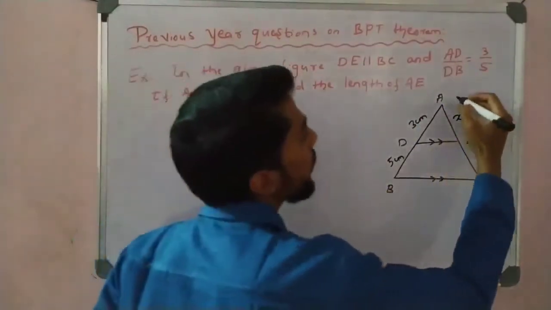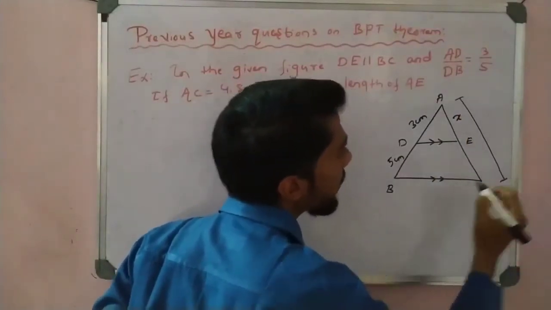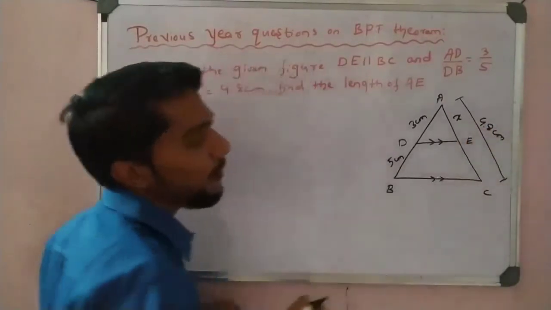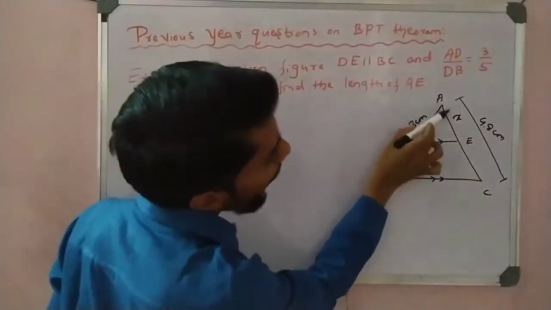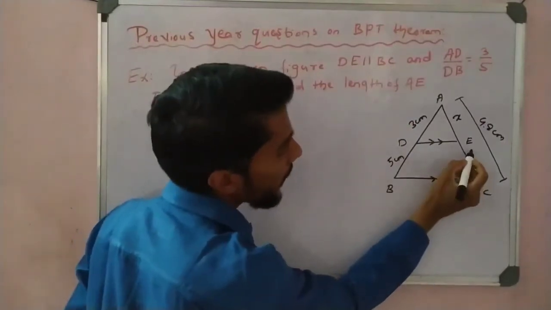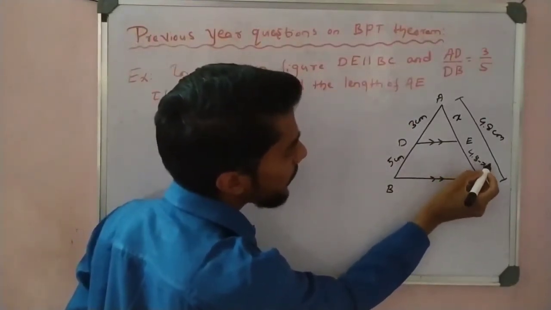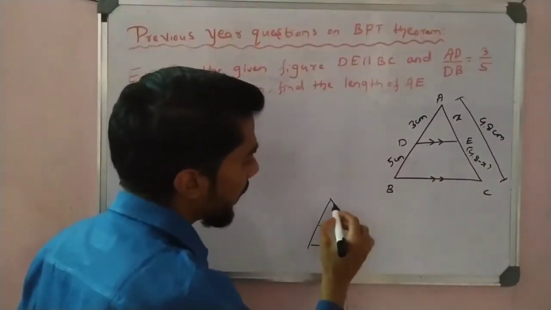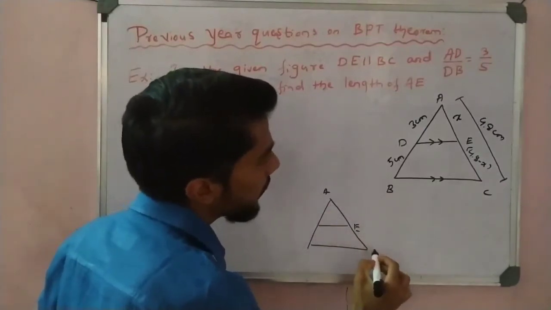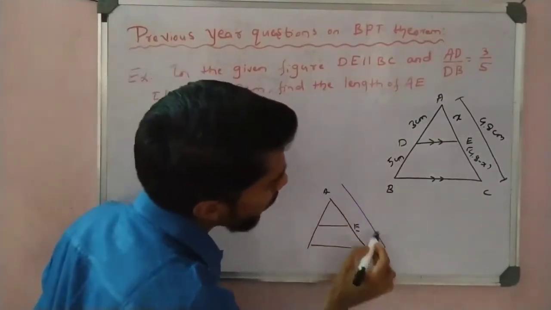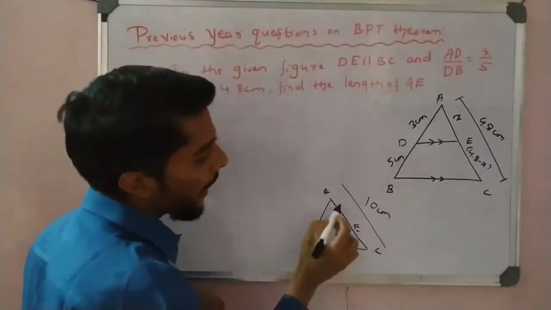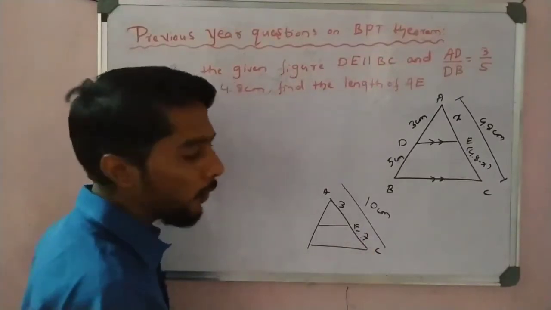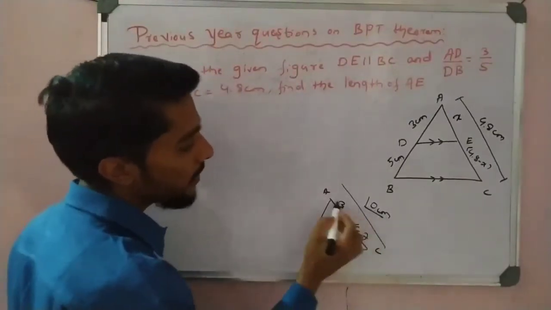See, the total AC length is given. How much is it? Total AC is 4.8 centimeter. Right? If AE is x, what is EC? That is the total length minus x. Clear? For example, take a triangle, this is AE and this is C. If the total AC length is 10 and this part is 3 centimeter, then the rest is 7 centimeter. How? 10 minus 3 is equal to 7.